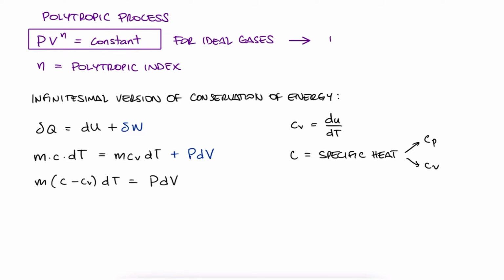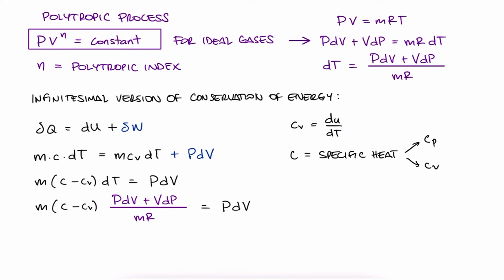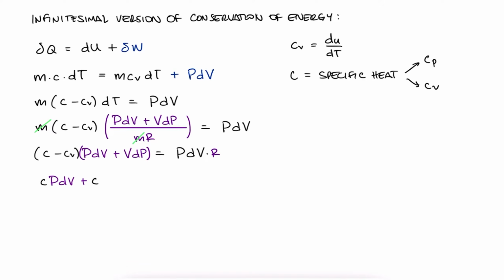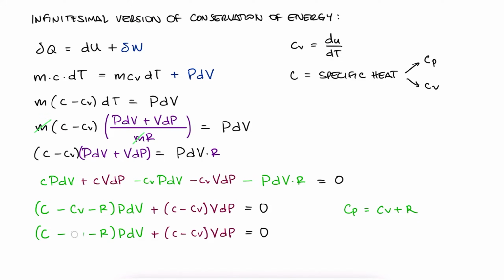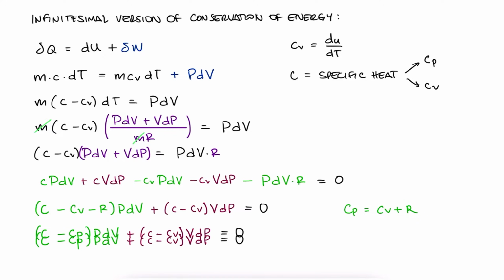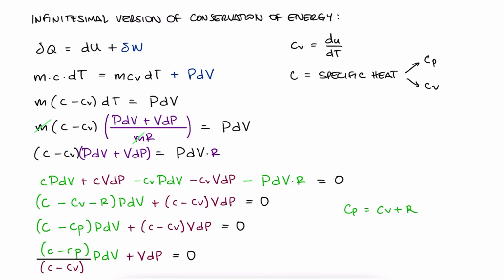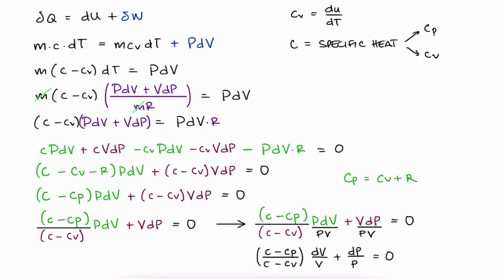For an ideal gas, PV equals mRT. The differential form of this equation would be P dV plus V dP equals mR dT. We can solve for dT and substitute it in the conservation of energy equation. Since the mass term cancels, we can now multiply by R on both sides, then distribute the parentheses, and since in the last lecture we proved that Cp is equal to Cv plus R, we can substitute these terms by a Cp. We can now divide by C minus Cv to have a coefficient next to P dV, and also divide all terms by PV. Since the coefficient of C's is constant, we can integrate, with those terms outside the integral, to get the parentheses times natural log of V plus natural log of P equal to a constant.